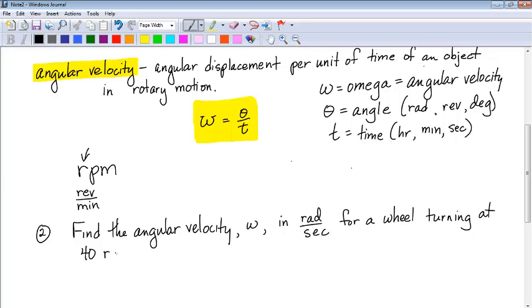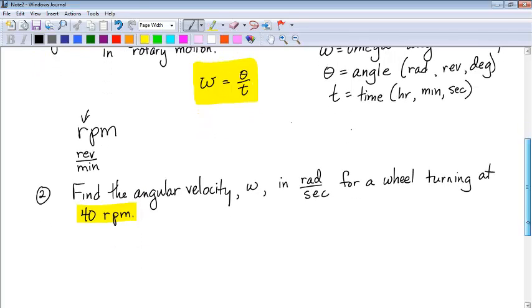So it's going at 40 revolutions per minute. Now this is kind of a weird problem. They're asking for angular velocity, and they give you angular velocity. They're giving you 40 RPMs, revolutions per minute, and they're asking for radians per second. So all of this is still by formula.